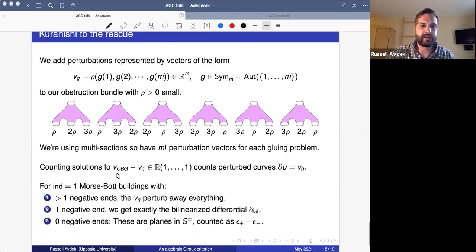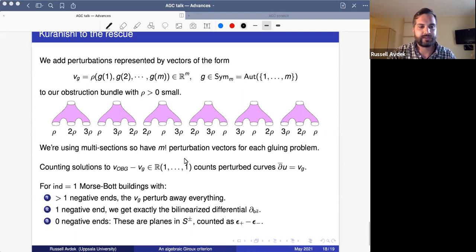It is counting solutions to our obstruction vector, which we have an explicit description for, minus our perturbation vector, which we also have an explicit description for, living in this diagonal line in R^m. And so this counts all the curves, and this count with vectors in R^m is just a friendly arithmetic problem, and so it can be explicitly solved. And this tells us what our counts of holomorphic curves are now.